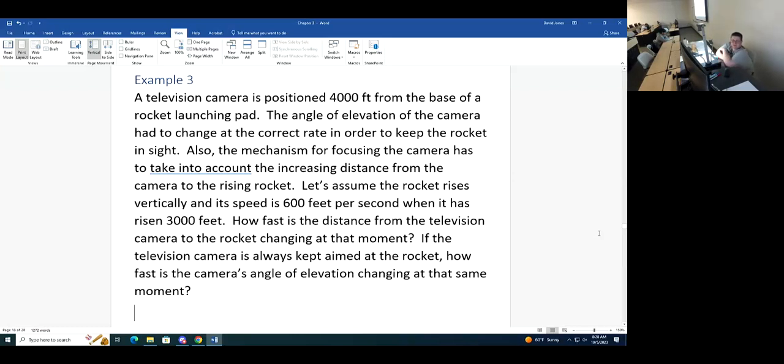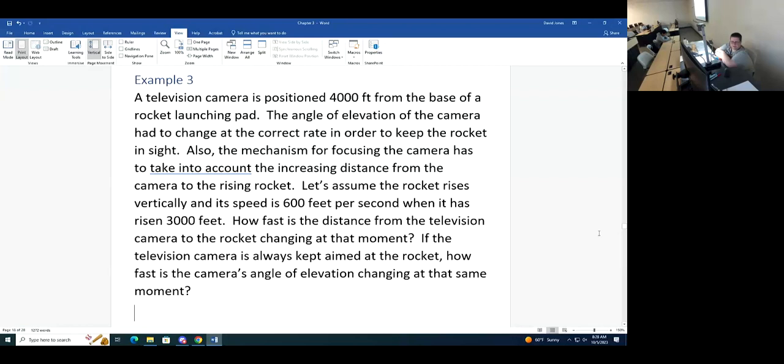Television camera is positioned 4,000 feet from the base of a rocket launching pad. The angle of elevation of the camera had to change at the correct rate in order to keep the rocket in sight. Also, the mechanism for focusing the camera has to take into account the increasing distance from the camera to the rising rocket. This all makes sense. It's got to keep focusing.